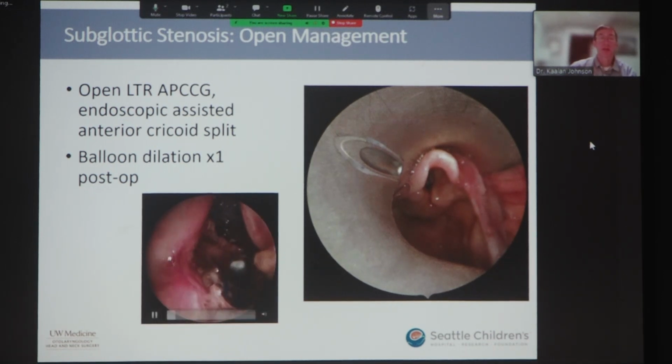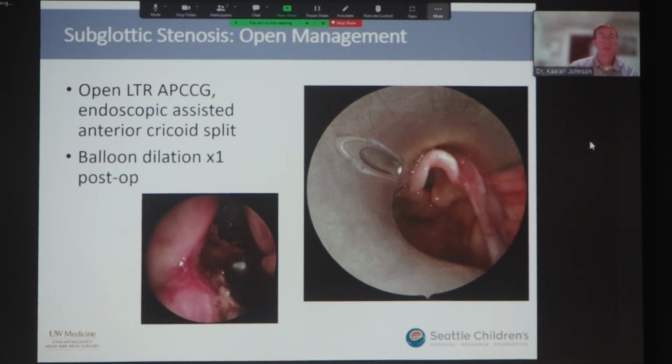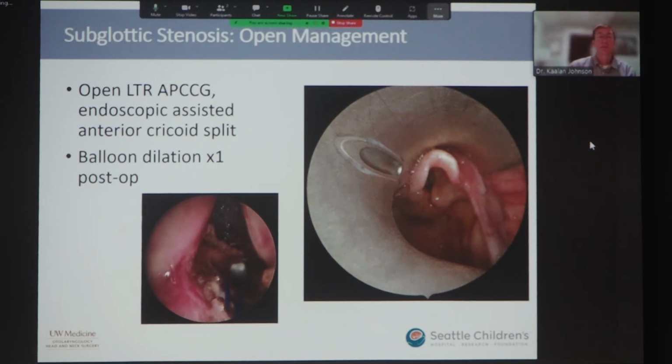So this is an intraoperative picture of the posterior graft and the anterior graft. You can see a nice glottic aperture. I tend to use an endoscopic assisted anterior cricoid split to make sure that my incision goes right up to the undersurface of the vocal folds, because I think that's one of the most important considerations for long-term voice outcomes.